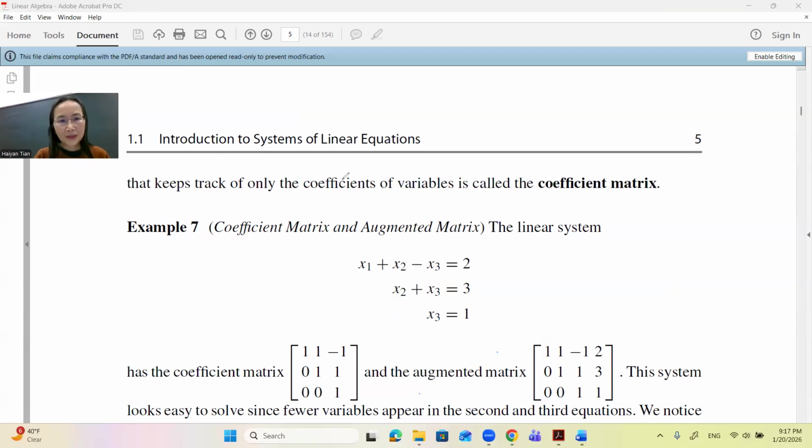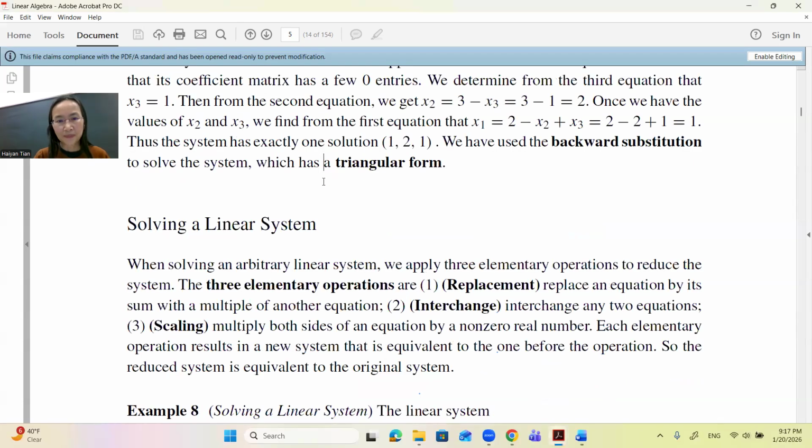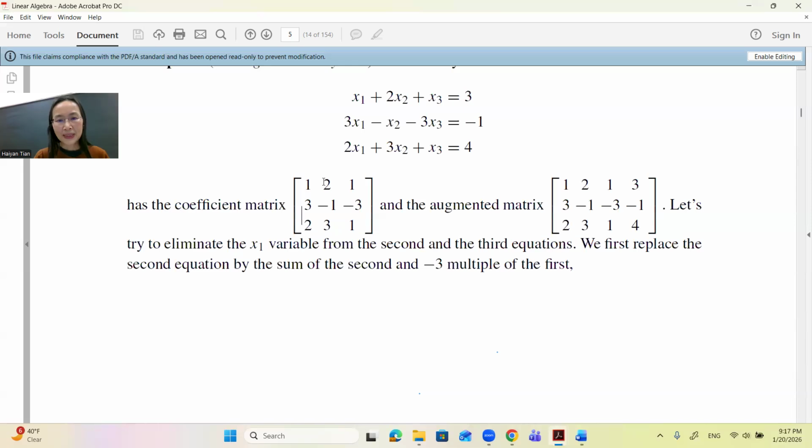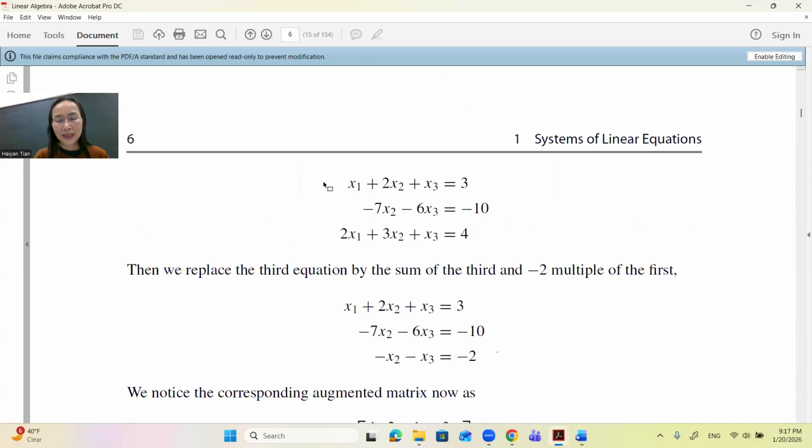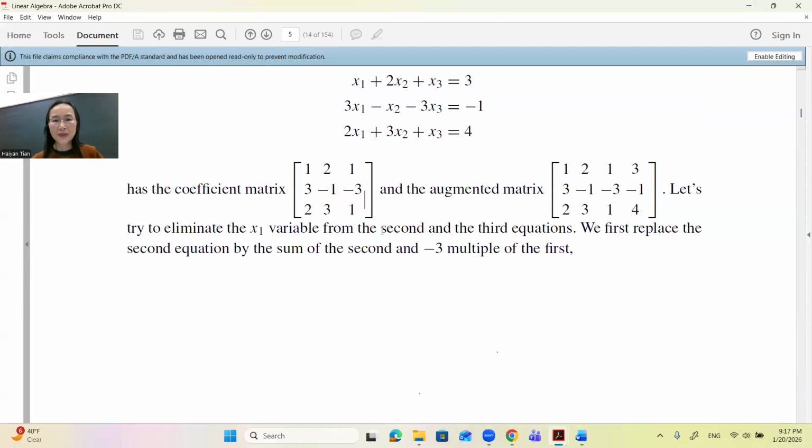So this system, I want you to figure out the strategy of eliminating the x1 variable. That means we don't have to do anything to the first equation. We just keep the first equation as is. Keep it. So I'm going to write the first equation.